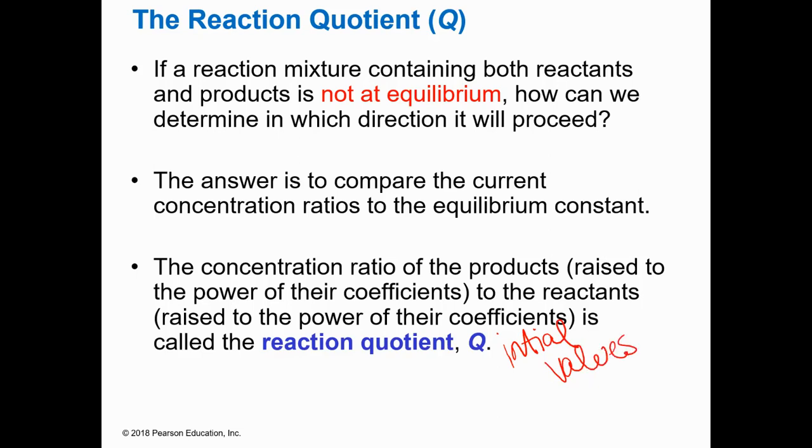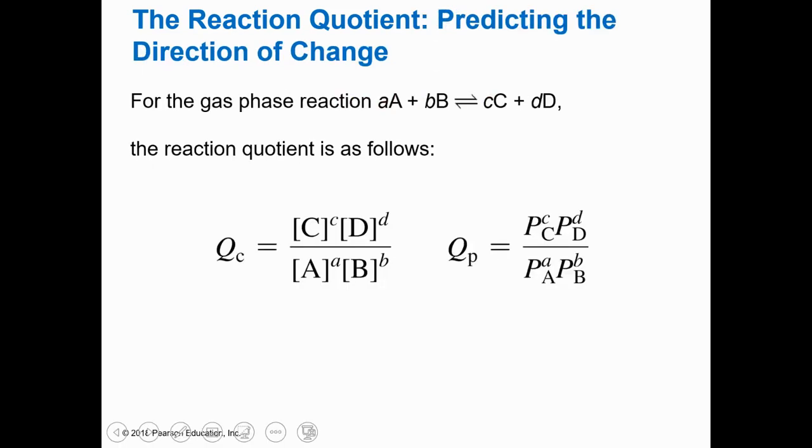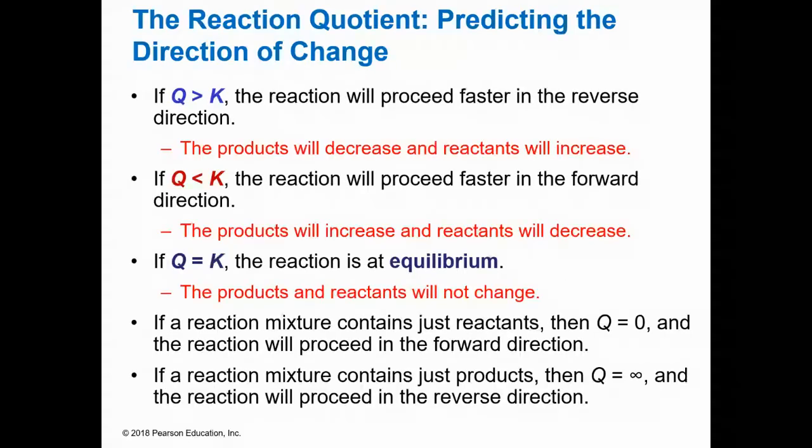Okay, the way you write Q is the same as K, but instead of equilibrium values, we're using initial values. So here's our example. Q looks just like K did. Our only difference is that we're using those initial values.